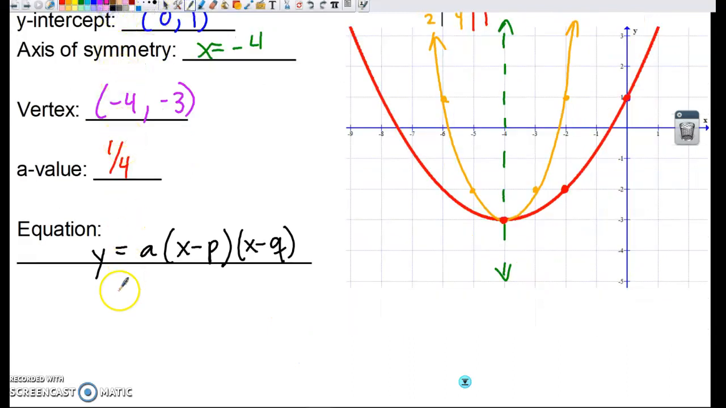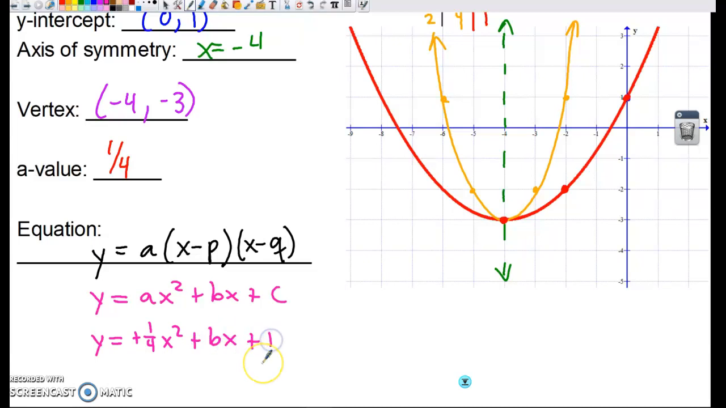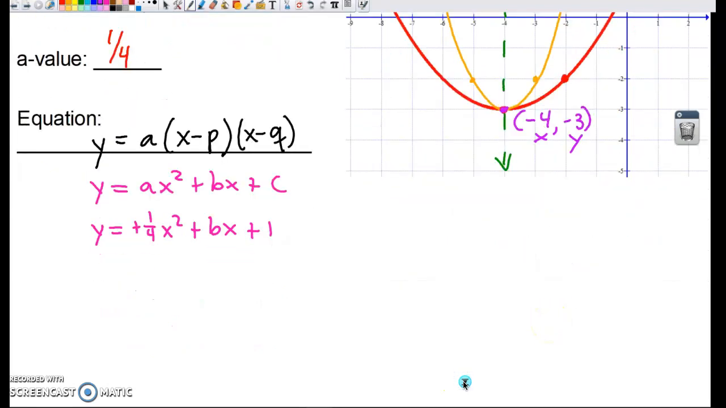So I'm going to use the standard form equation again. Y equals ax squared plus bx plus c. And I already know what a and c are. So I know that a is going to be 1/4, x squared. I don't know what b is yet. And I know that c is that positive 1. So I'm going to plug in the vertex, which has a coordinate of -4, -3, and I'm going to plug that in for x and for y, and we're going to be able to solve for b. So let's plug that in.